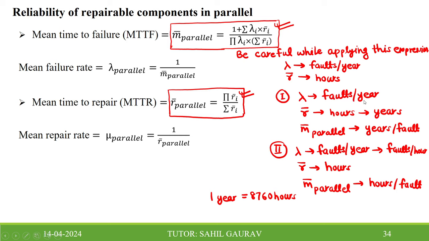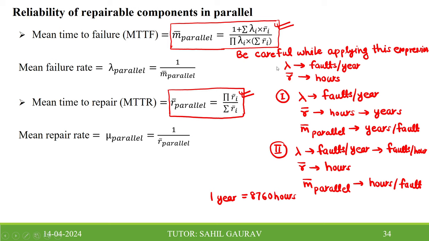Since lambda is given in faults per year, you can convert mean time to repair, that is given in hours, into years, so you will get M bar parallel, mean time to failure, in years per fault. In the second case, you can convert lambda, given in faults per year, to faults per hour, and keep the mean time to repair as it is, in hours, so you will get mean time to failure in hours per fault. And in the last, you can also convert mean time to failure from hours per fault to years per fault by substituting 1 year equal to 8760 hours.